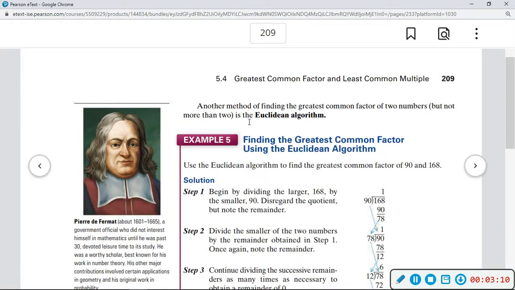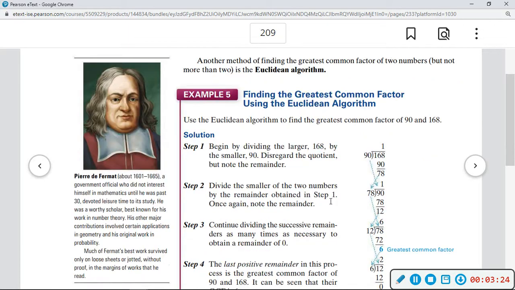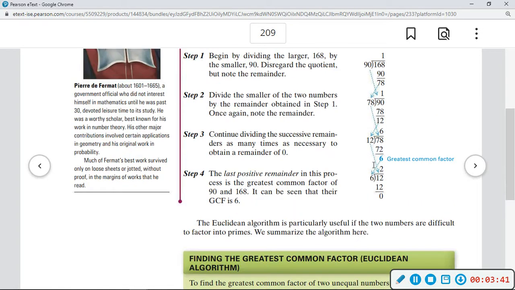I may actually switch. They also have a Euclidean algorithm. Okay, so what this does, I think you can only use this with 2 numbers, but not more than 2. That's what it says, but not more than 2. So if you have 2 numbers, you start out by dividing. Okay, the larger number is going to get divided by the smaller number, and you only focus on the remainder. Then you bring the remainder down, and then you divide by the smaller of the numbers again, and you will keep doing this process until you end with 0.